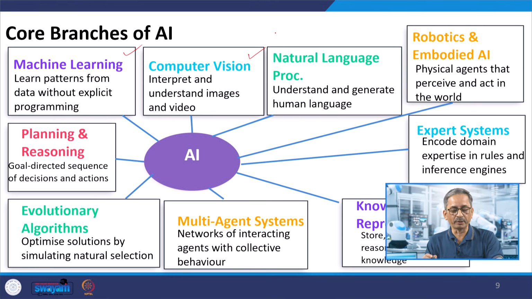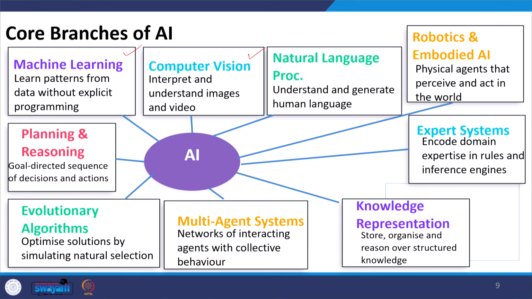Then we have computer vision, where it interprets and understands images and videos. Then we have natural language processing, which understands and generates human language, and robotics and embodied AI. Then we have planning and reasoning, evolutionary algorithms, multi-agent systems and the representation of knowledge. These are the core branches of AI. We are going to see some of them today, and I will be introducing those to you.